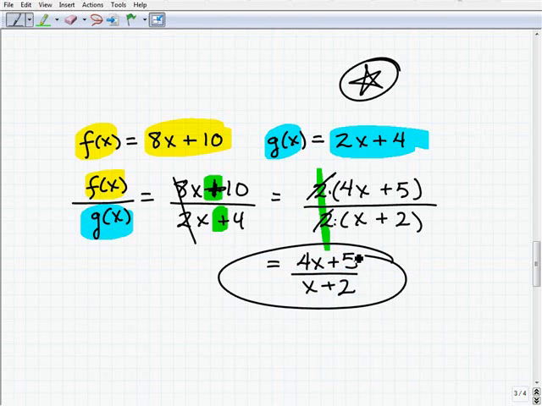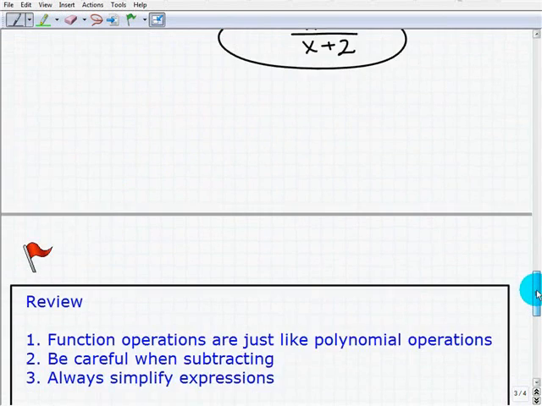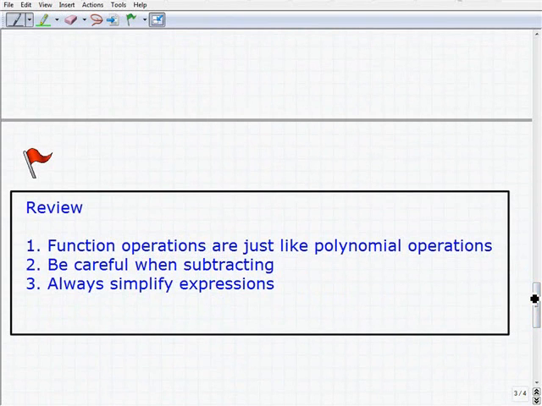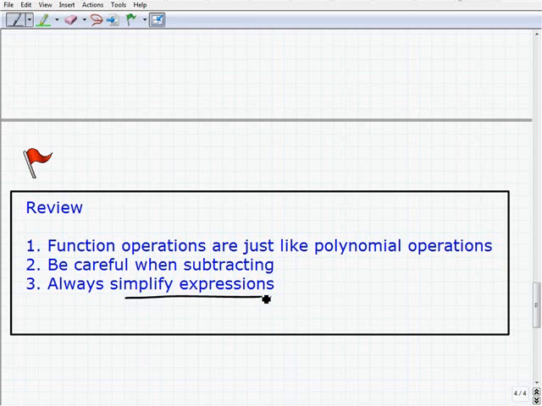So, a common error: students know how to set up the problem. They understand where they want to go, or where they think they want to go, but they get tripped up in some of those core skills. Let's wrap this up. In review, function operations are just like polynomial operations. If you know how to deal with polynomials and polynomial operations, you should be very comfortable doing this. We saw that you need to be very careful when we subtract two functions. And last but not least, you want to make sure you always simplify expressions, which means combining like terms or factoring.